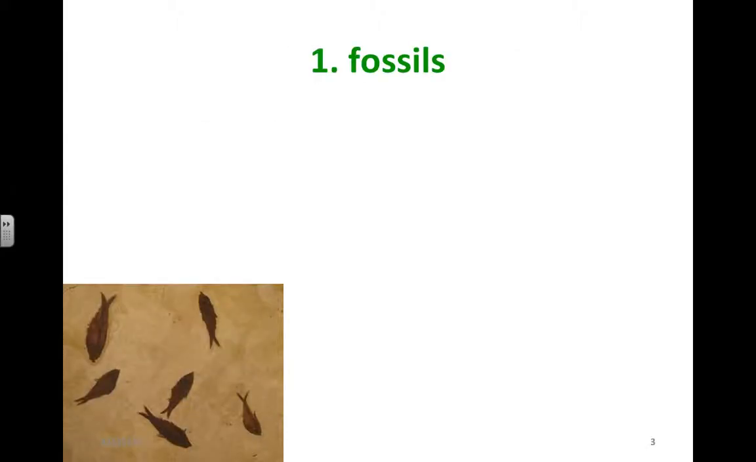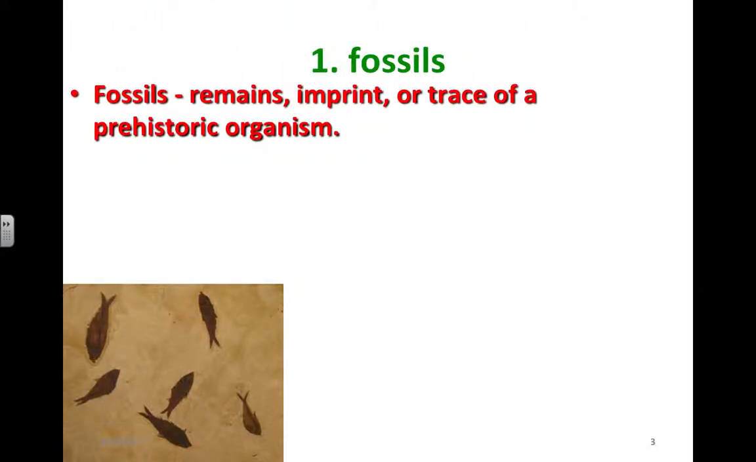The first one is finding of fossils. First off, notice it's in green because it matches the color that we used on our foldable when we made that. Fossils are the remains, an imprint, or a trace of a prehistoric organism. It's in red, so make sure that this gets highlighted in your journals.